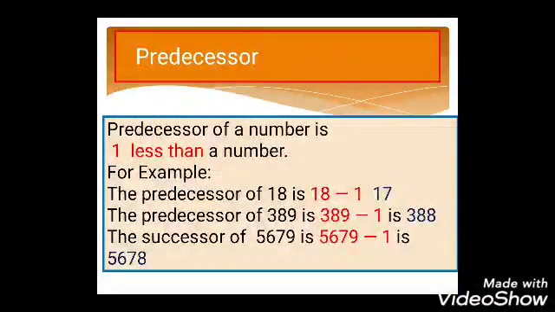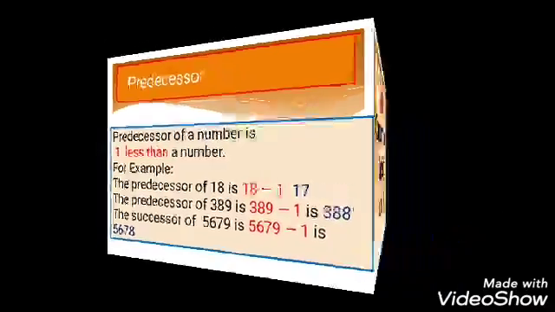What is a predecessor? Predecessor of a number is one less than the number. So here 17 is the predecessor of 18 when we subtract 1 from it. 388 is the predecessor of 389, and 5678 is the predecessor of 5679.